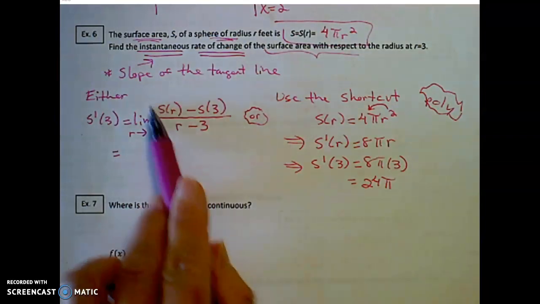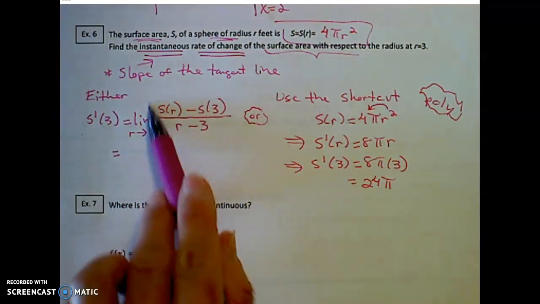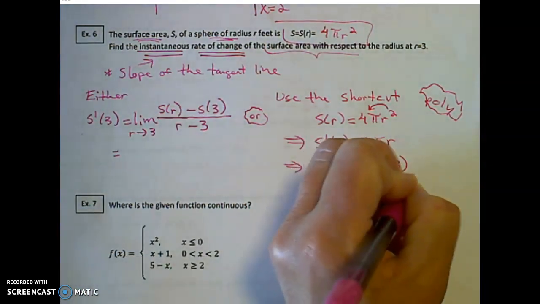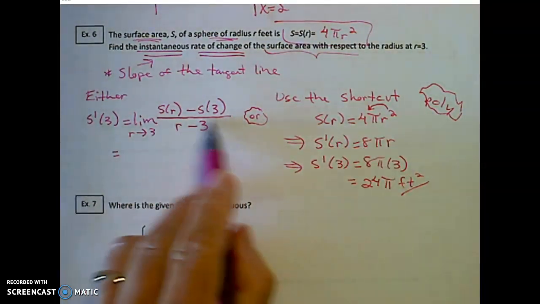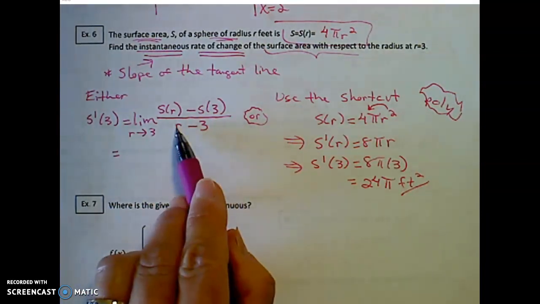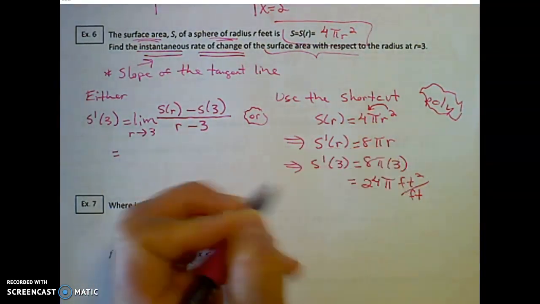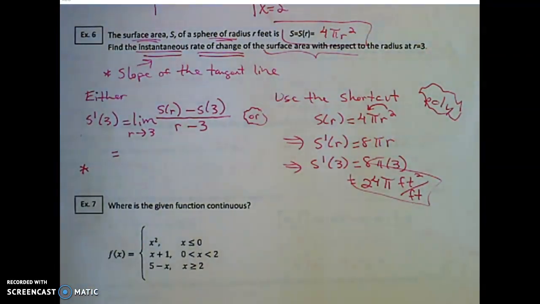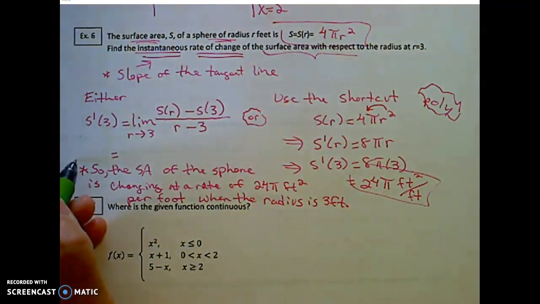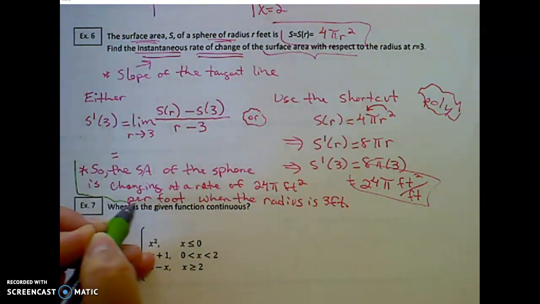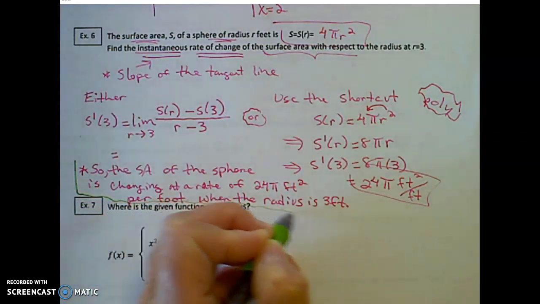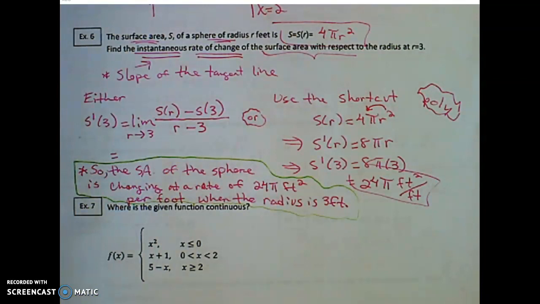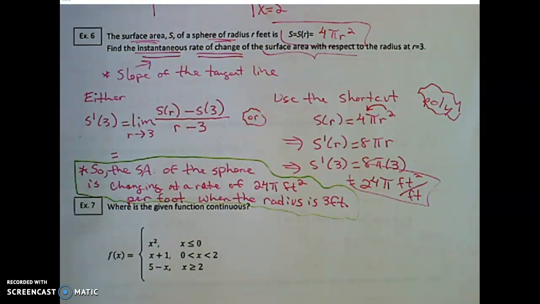Okay, what would this be? That's the surface area. What are units for surface area? Units for surface area are feet squared. What would this be? Units for radius is feet. Okay, there's my answer, but I'm going to state my solution, and I will answer the question that was asked. So the surface area of the sphere is changing at a rate of 24 pi feet squared per foot when the radius is 3 feet.